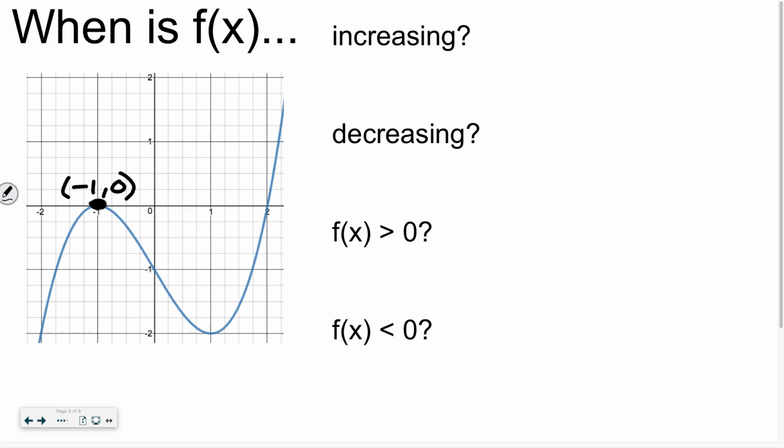And then you need to know it's turning here at (1, -2). And then this is at (2, 0). So if you have those 3 points accurate, you could get the right inequalities.